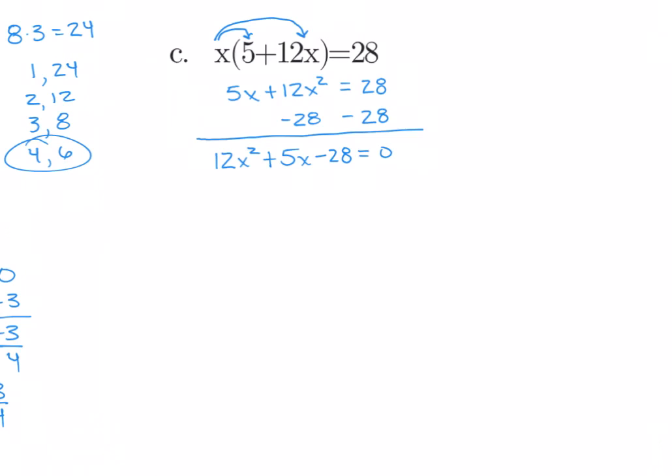So the first thing I'm going to do is, we can't factor out a greatest common factor. So I want things that multiply to 12. We get 1 and 12, 2 and 6, 3 and 4. All right, 28. What multiplies to 28? We get 1 and 28, 2 and 14, 4 and 7.